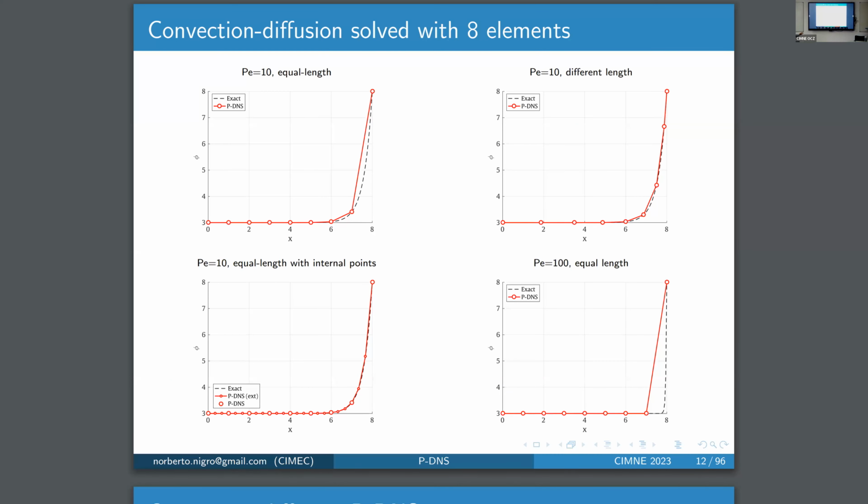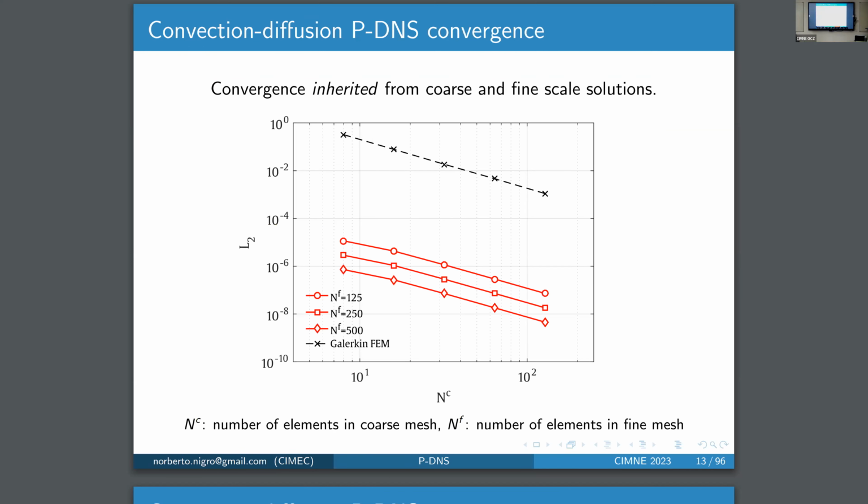This is some solution. It is a very simple problem, because in 1D everyone knows it's very easy to get the exact solution. This is the magic function in finite elements, or bubbles, or whatever. And here are some results that demonstrate the ability of the method. This is the convergence of the method, especially in the fine mesh. If you refine the fine mesh or the coarse mesh, you reach an H squared convergence rate.